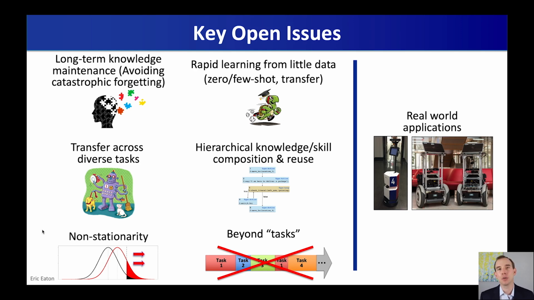At the bottom row are topics which are important in lifelong learning, but there hasn't really been that much work on them, and I'll talk about them a little more in the end. Things like addressing non-stationarity and moving beyond the notion of tasks. And off to the right here, we have real-world applications. Specifically for this workshop, robotics and embodied agents, which I think is a really compelling application for work in lifelong and continual learning.